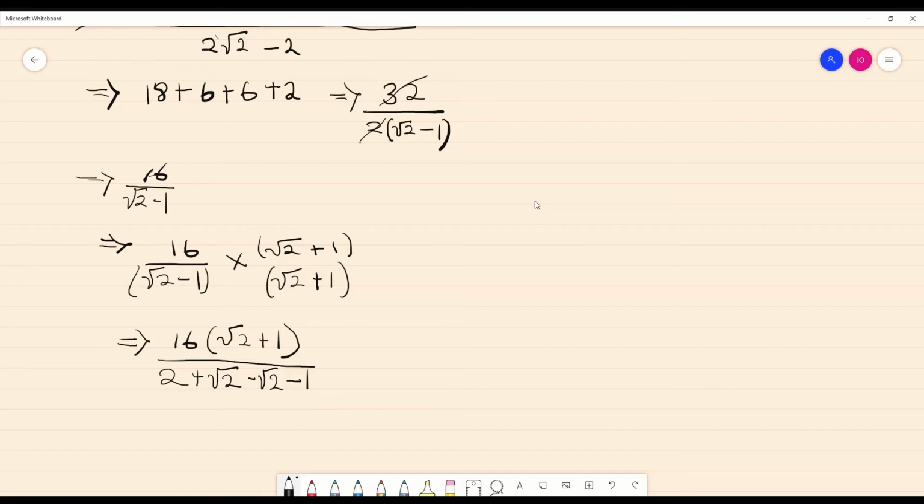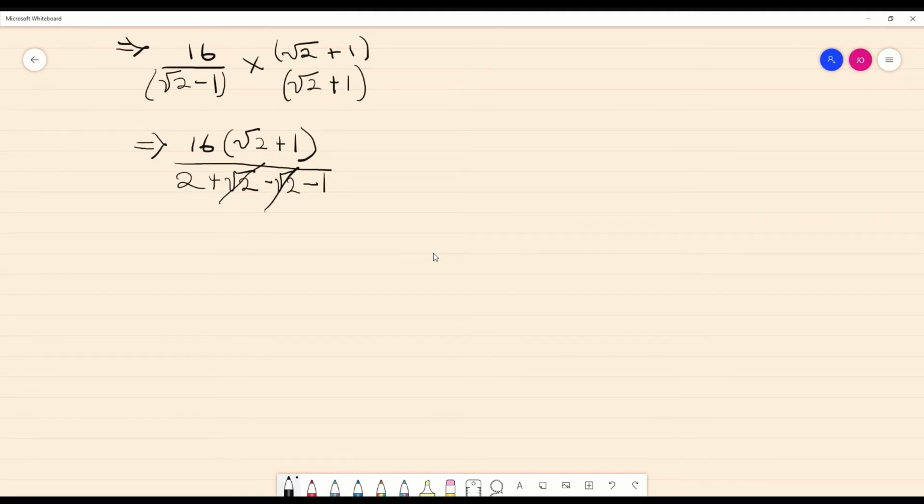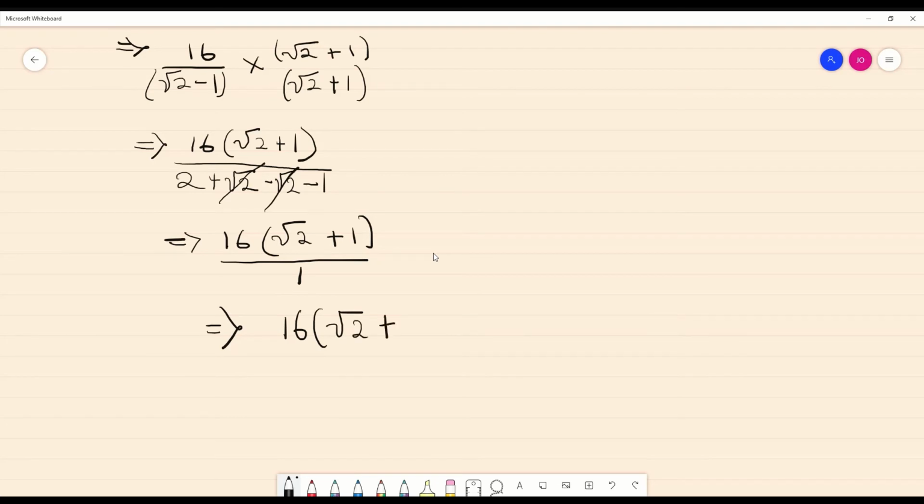Looking at this, we can see these two values can cancel out. Root 2 cancels out root 2. And by so doing, we're going to have 16 root 2 plus 1. So in the denominator, what we have left is 2 take out 1, which gives us 1. So our answer here is 16 root 2 plus 1 in the brackets.